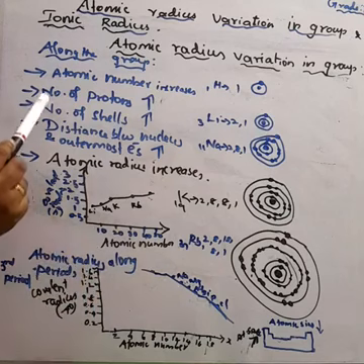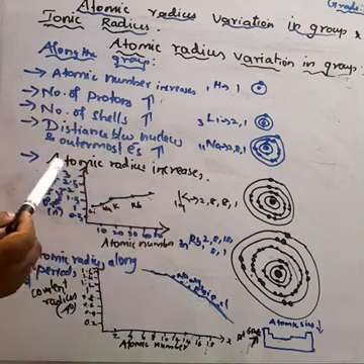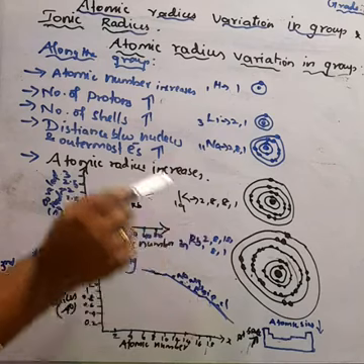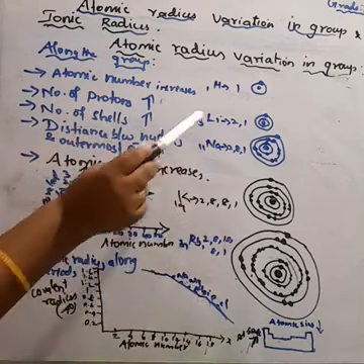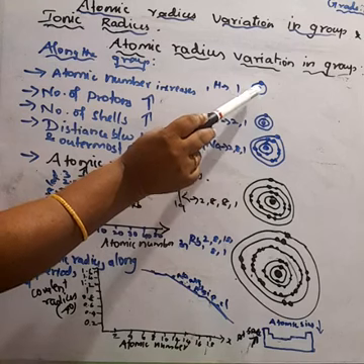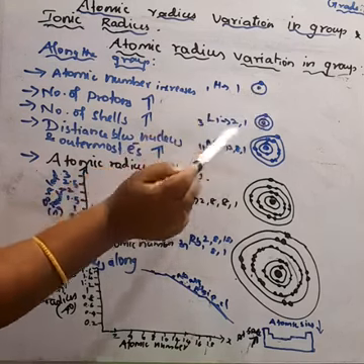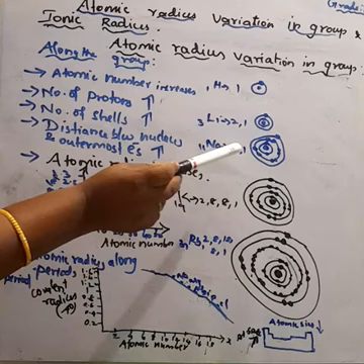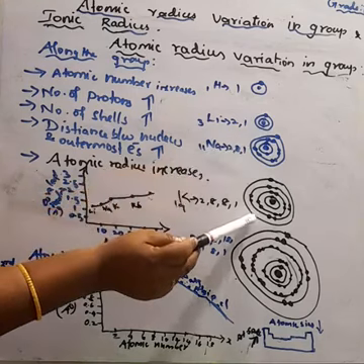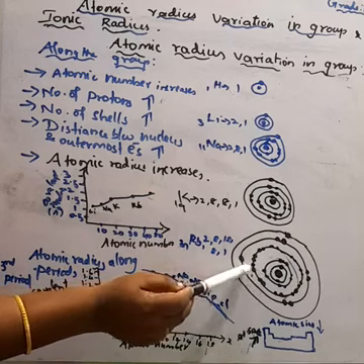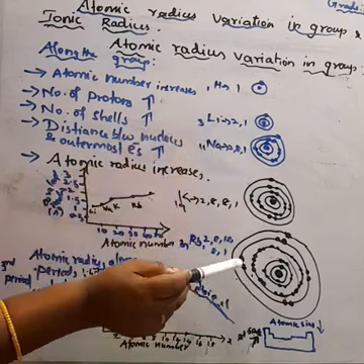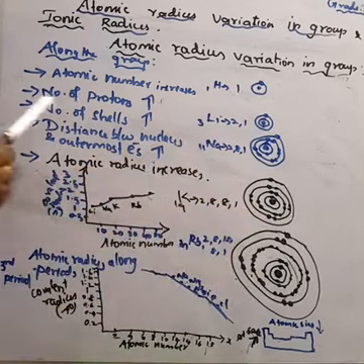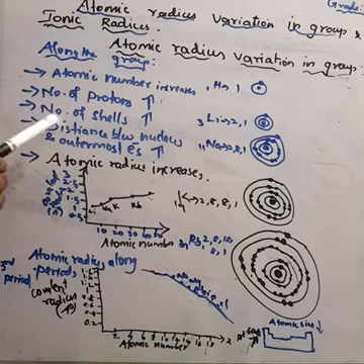When atomic number increases, nuclear charge also increases. When we are moving from top to bottom, the number of shells also increases. For the hydrogen atom, this is the nucleus, only one shell. For the lithium atom, two shells: first shell 2 electrons, second shell 1 electron. For sodium atom, 3 shells. For potassium atom, 4 shells. Rubidium, 5 shells. So atomic number increases, number of protons increases, nuclear charge increases, but the number of shells also increases.